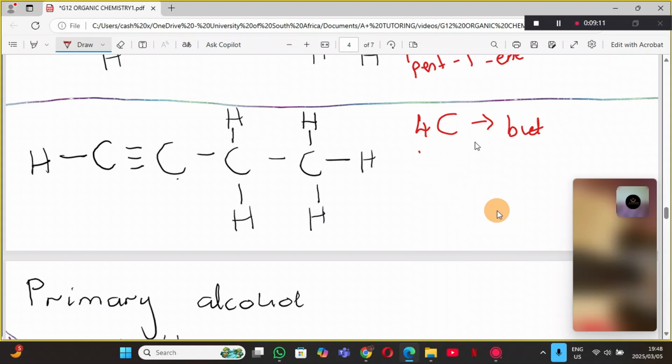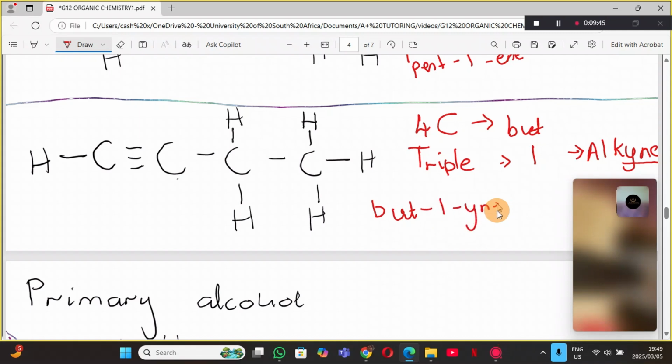Okay, so now that we have 4 C's, we said it's a but and we don't have any branches, right? Do we have a double, single, or triple bond? Triple. On position? Position 1. So this is in what group? Alkyne. Meaning we are using this "-yne" part of the name, right? We now say we have but-1-yne.